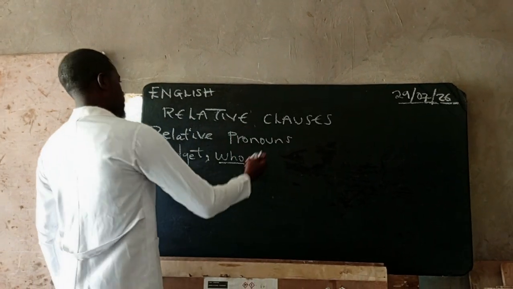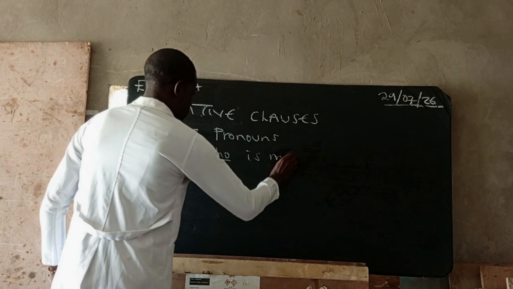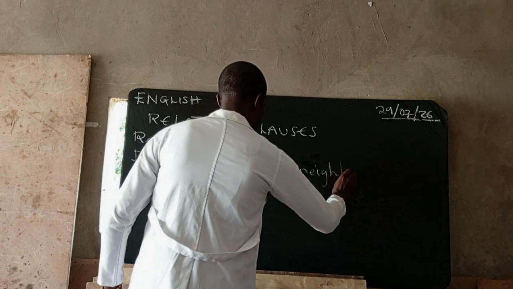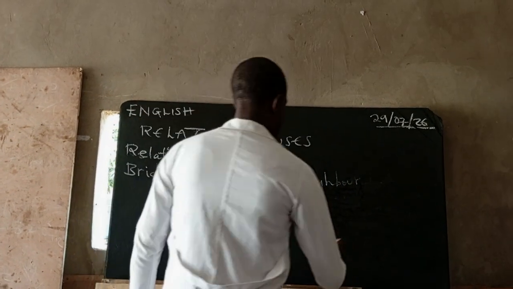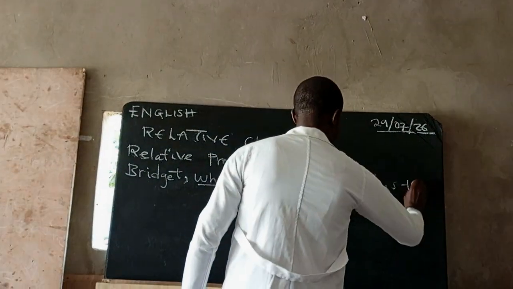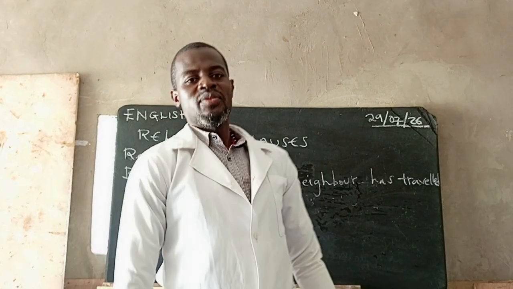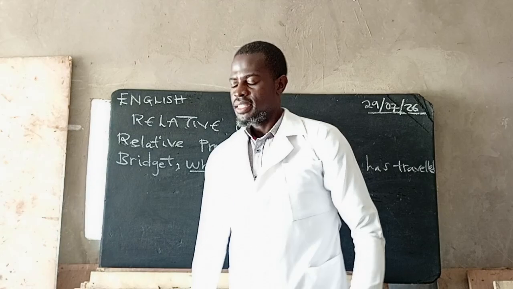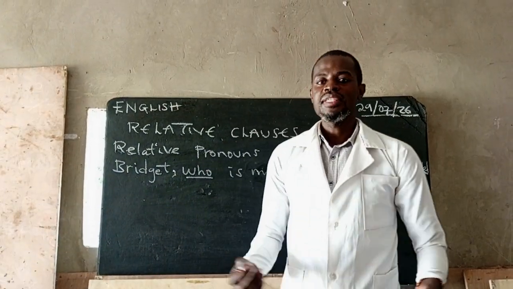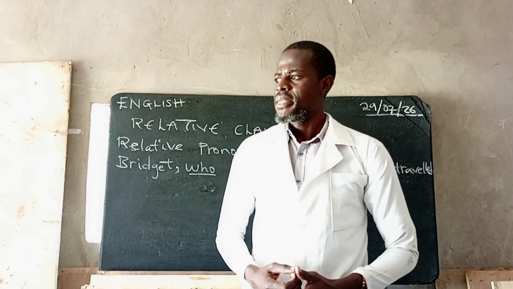Now tell us the relative clause. So we'll say, Bridget, who is my neighbor, has traveled. Who is my neighbor is the relative clause. It's as simple as drinking water, you guys. So this is how we use relative pronouns to introduce relative clauses. This comes under transformations. You're supposed to know how to do it. Yes, it's possible.